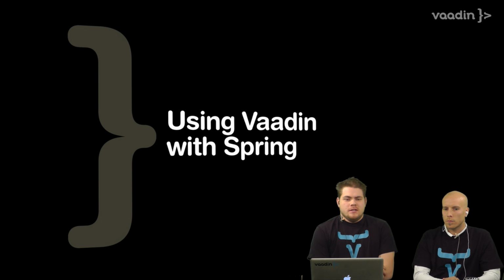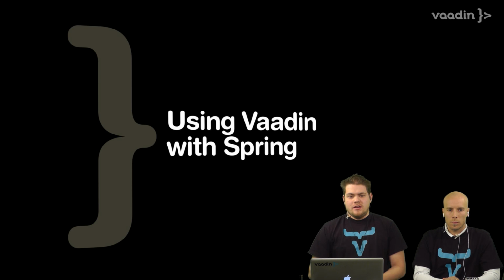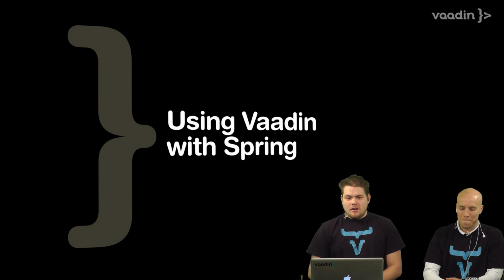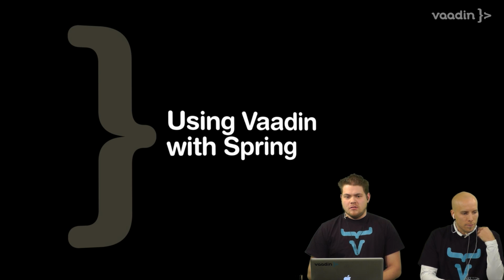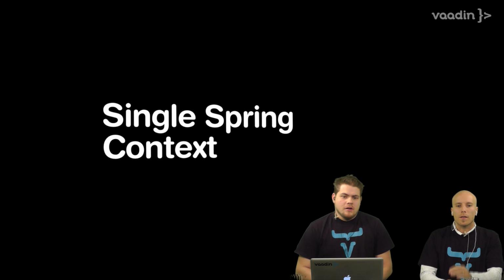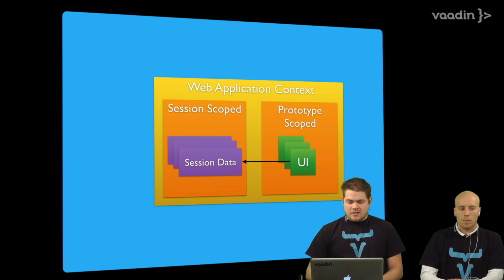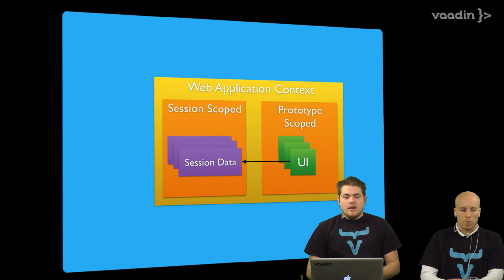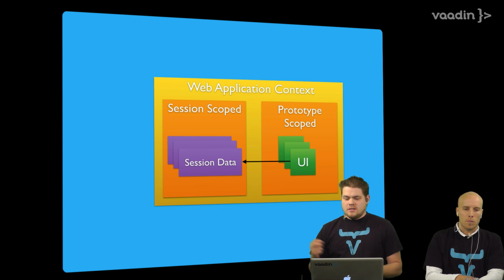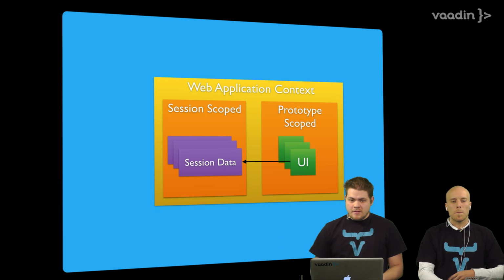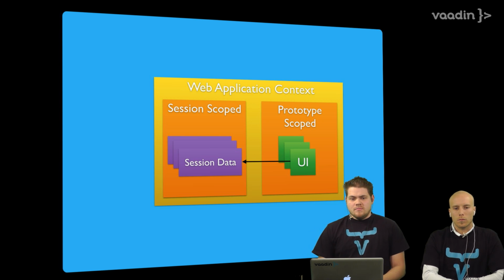Before we move on with this really new and neat stuff, we're going to have a quick look at how you used to do this Vaadin and Spring integration, since there are a lot of applications out there that still use this or might need to use it. The first way, which might even be the first choice that comes to mind, is the so-called single Spring context. That means that you have a single Spring web application context, and inside of this you configure multiple UIs, and these UIs are all prototype scoped, and then you might have some session data that is also session scoped that you can inject into these UIs.